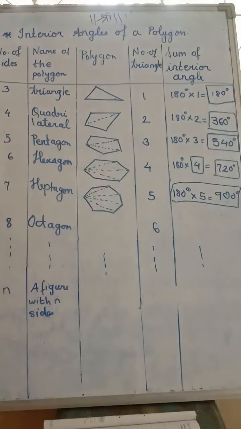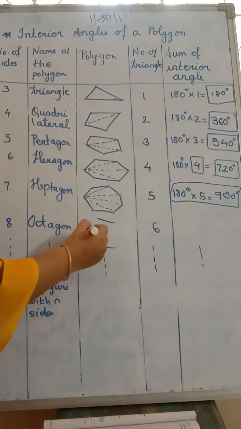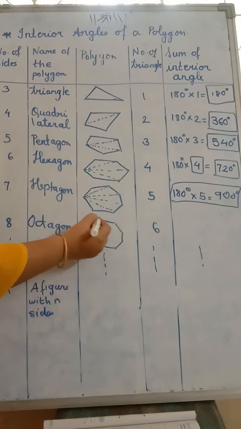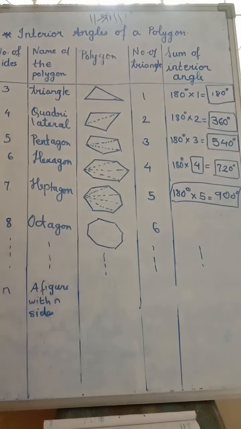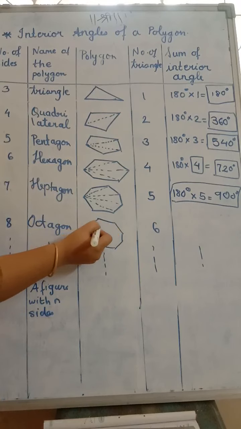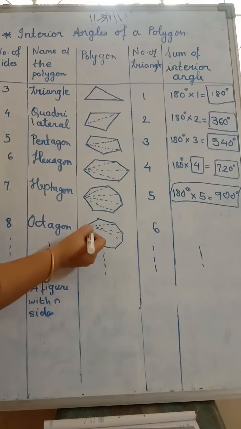Now the next figure they have given you has 8 sides, so the figure will be an octagon. So draw a figure having 8 sides. 1, 2, 3, 4, 5, 6, 7 and 8. Did you draw a figure having 8 sides? Now take one of the vertices. Suppose I am starting from here. Then leave this vertex and join the line here, one like this, and join here.